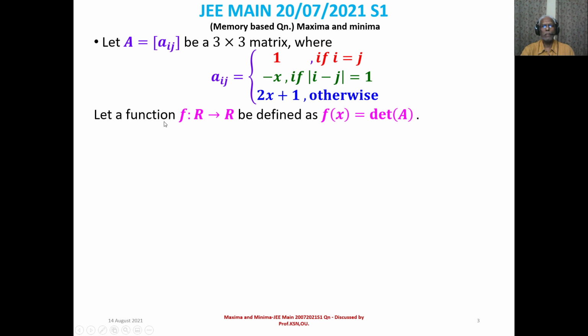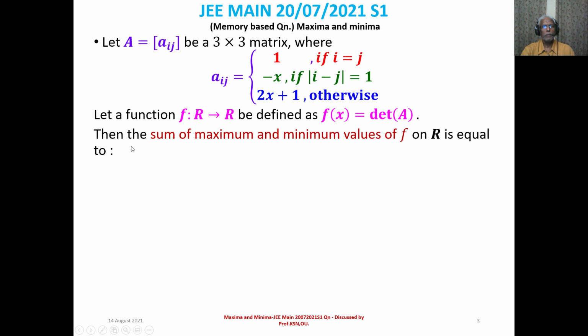Let a function f from the real number system to the real number system be defined as f of x is equal to the determinant of this matrix. The question is, then the sum of maximum and minimum values of f on R is equal to. The options are given: 1, 2, 3, 4.